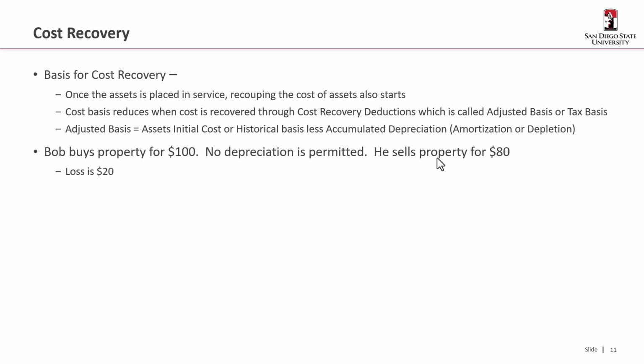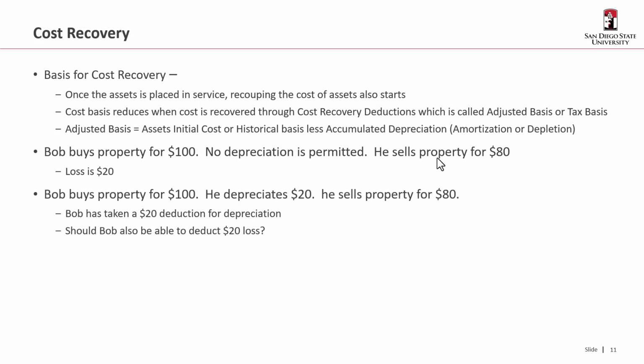So in a pretty obvious example, Bob buys property for $100. There's no depreciation permitted. He sells the property for $80. He's got a $20 loss. But if Bob buys property for $100 and he depreciates it for $20, then sells it for $80, well, then Bob's already taken a $20 deduction for depreciation. So he really shouldn't be able to deduct that additional $20 loss. That would be double counting the decrease in the value of whatever that property is.